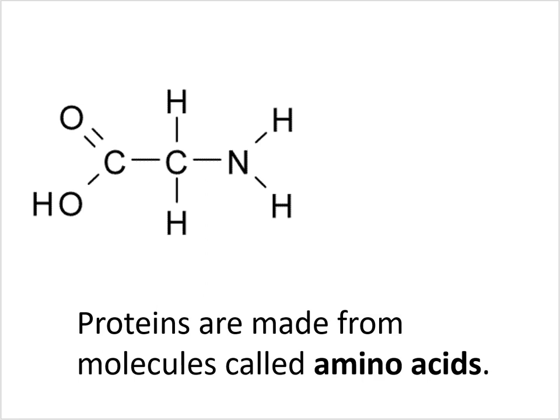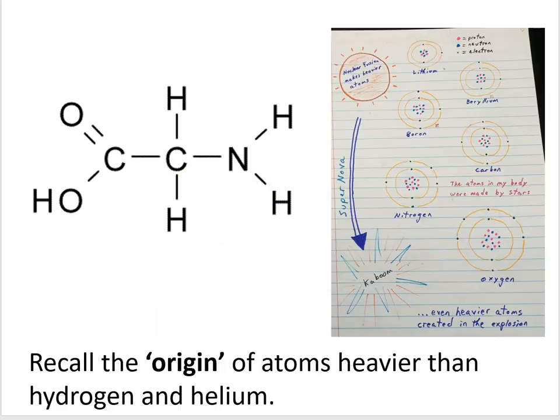Now, proteins are made of molecules called amino acids. And notice the atoms involved. We've got carbons and oxygens and hydrogens, and here's nitrogen. So we didn't see nitrogen in glucose or fats, but nitrogen is an atom in the molecule called an amino acid. And just a reminder that the origin of these heavier elements happened in stars.